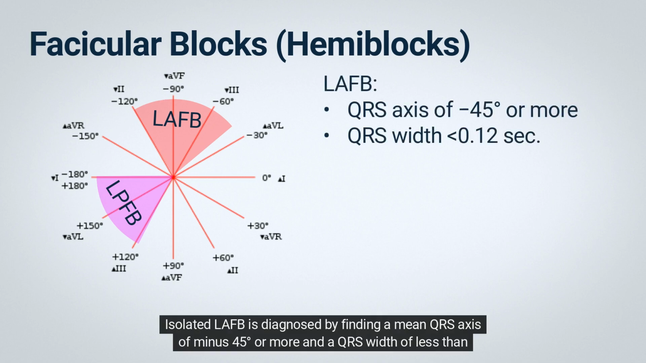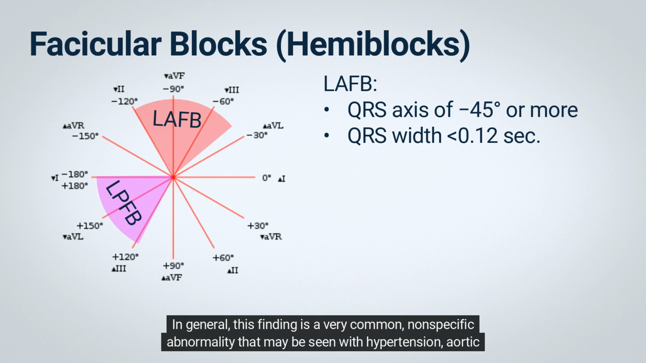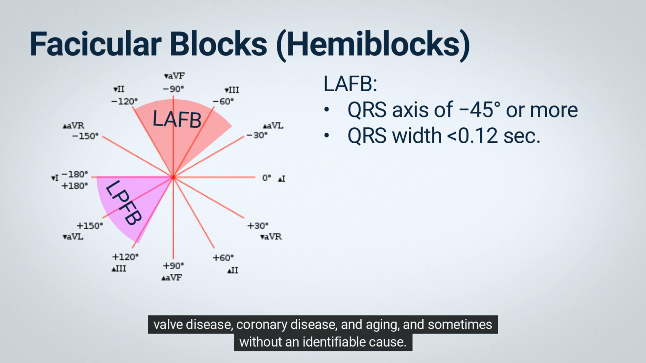Isolated LAFB is diagnosed by finding a mean QRS axis of minus 45 degrees or more, and a QRS width of less than 0.12 sec. In general, this finding is a very common, nonspecific abnormality that may be seen with hypertension, aortic valve disease, coronary disease, and aging, and sometimes without an identifiable cause.